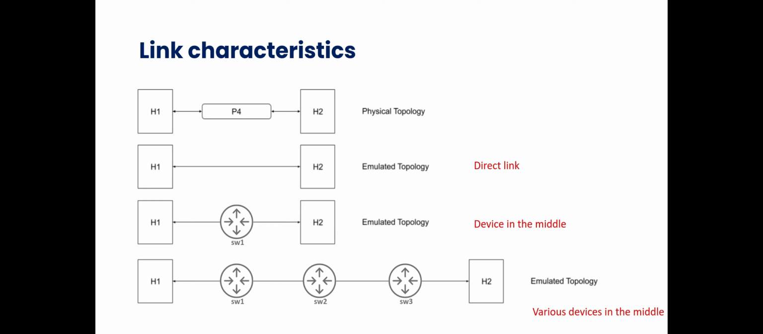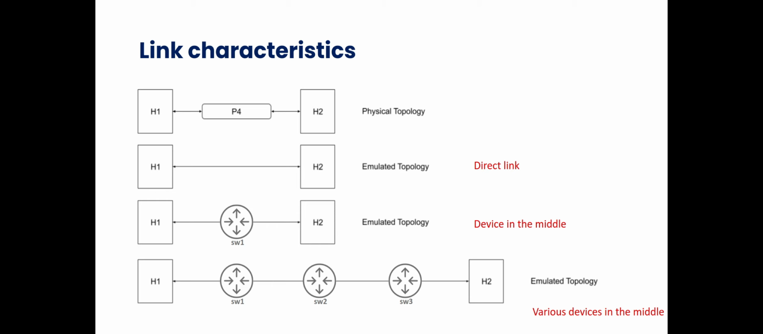This physical topology is going to be emulated as a host, link, host topology when we don't define any switch or device in the middle. So this is going to be a direct link connection, so we can emulate characteristics of a single link. We can add devices in the middle. Then we can have an emulated topology as a host, link, a switch, a link, and a different host.